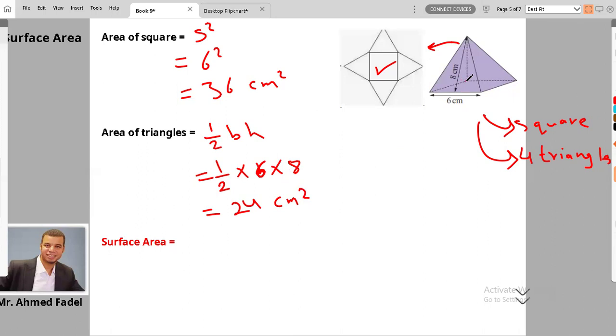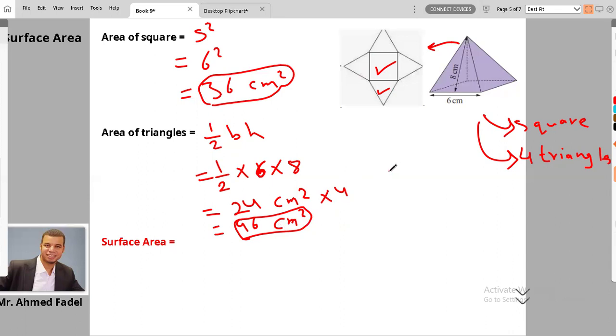Now I found the area of the triangle. Now we found the area of only one triangle. You need to multiply it by 1, 2, 3, 4. There are 4 triangles, so you need to multiply by 4. This is going to give you exactly 96 centimeters squared. And this is now the area of the 4 triangles.